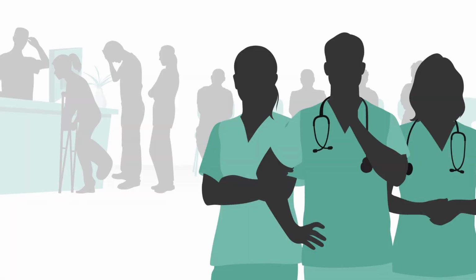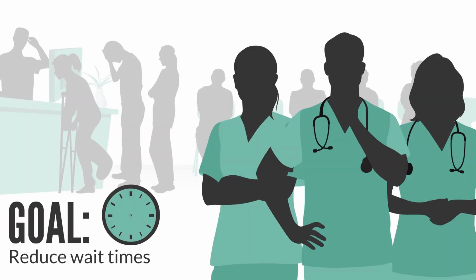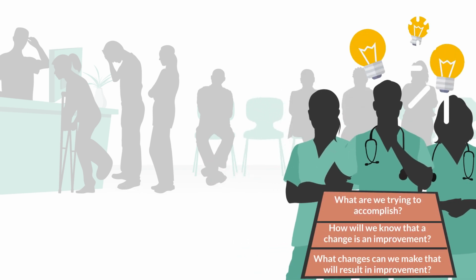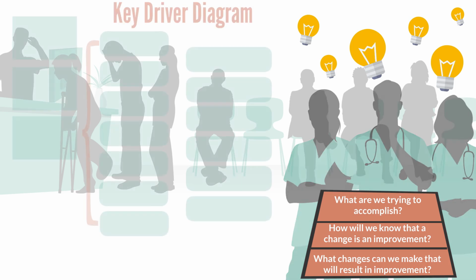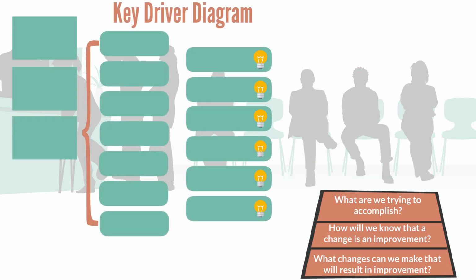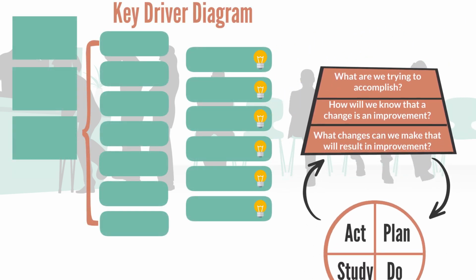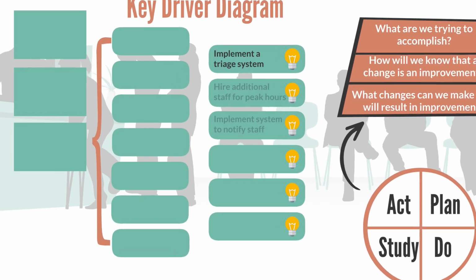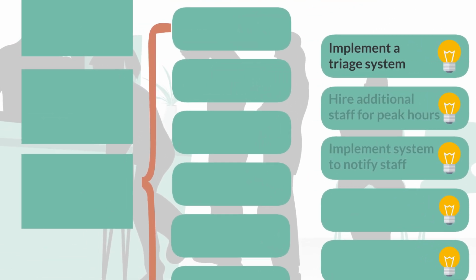Recall from the example in the last video, your team is trying to reduce patient wait times. As part of the model for improvement, you brainstormed several potential solutions and put them on the key driver diagram. Now, we'll explore how the elements of the PDSA cycle help us implement those ideas. Specifically, we'll focus on the idea of a triage system.